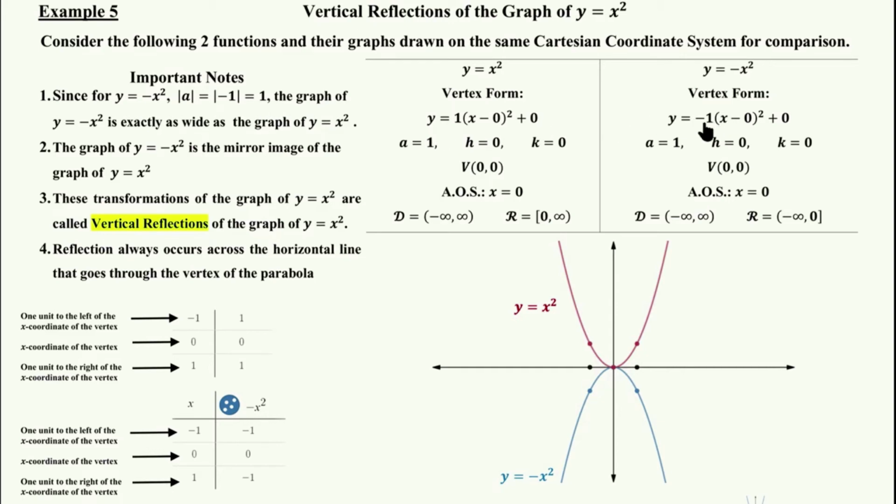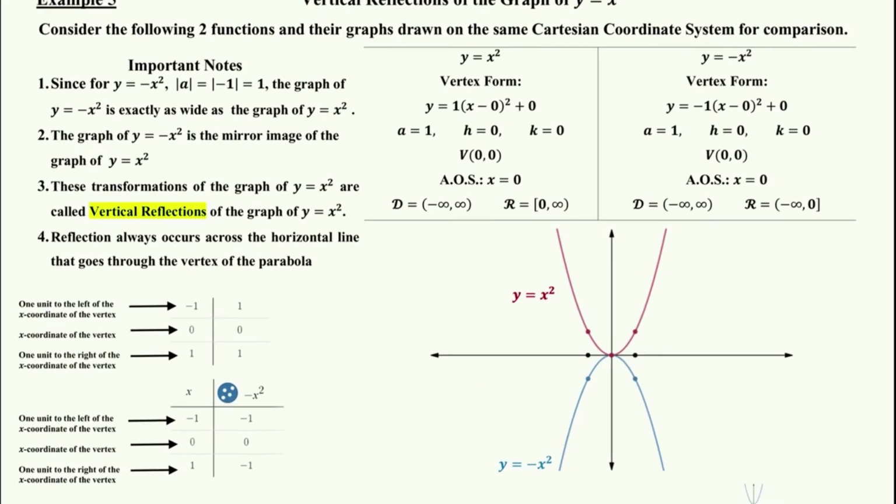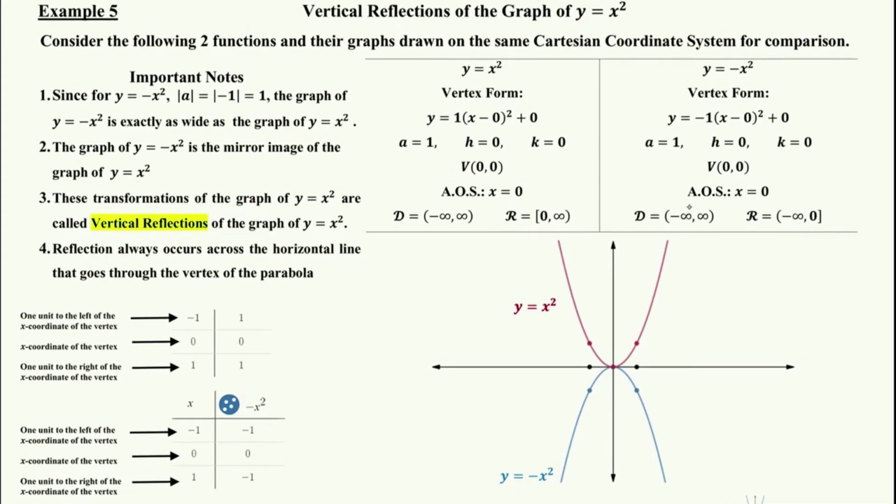Because of the fact that the absolute value of a is 1, that's a typo there, that should be the absolute value of a. So let's fix that. That's a good thing about having this pen situation here, so we can fix it right away. All right, because the absolute value of a is the same, notice that the width is the same for both of them. There's no change in width.